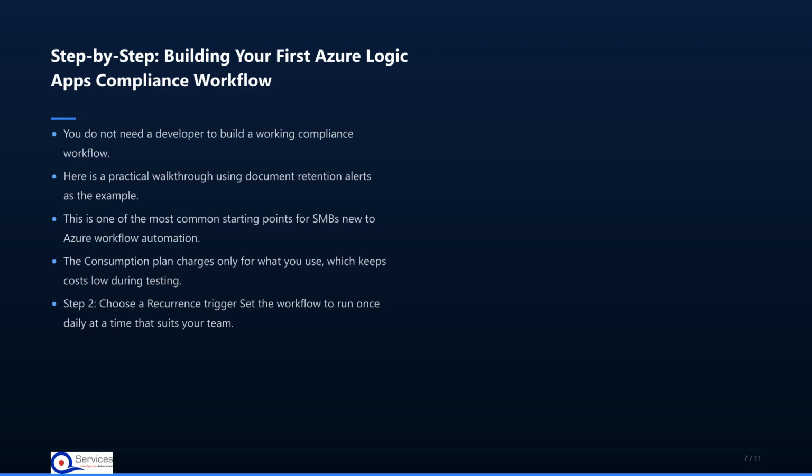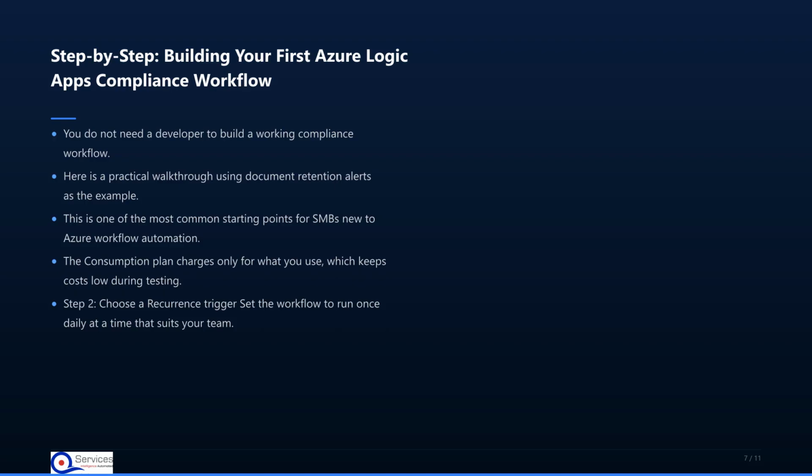Step 1. Create a Logic App resource in the Azure portal. Search for Logic Apps and create a new consumption plan resource in your preferred Azure region. The consumption plan charges only for what you use, which keeps costs low during testing. Step 2. Choose a recurrence trigger. Set the workflow to run once daily at a time that suits your team. This checks your compliance records every 24 hours without any manual intervention.